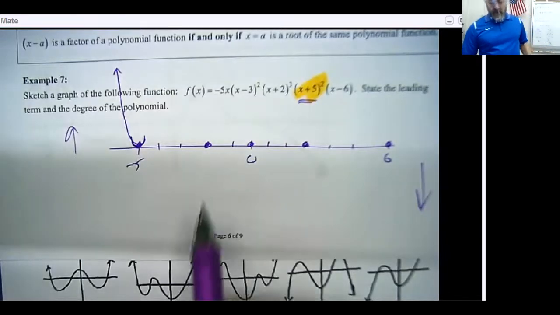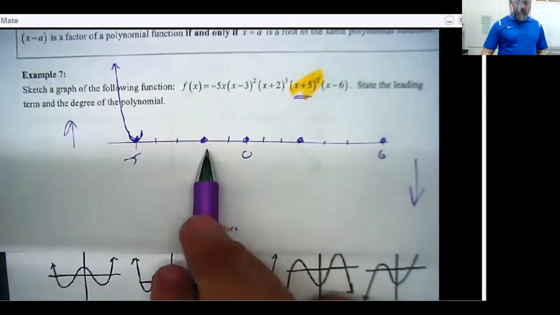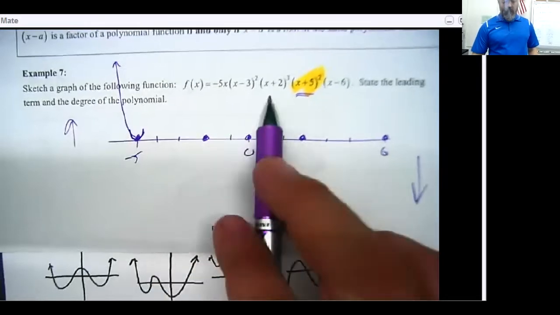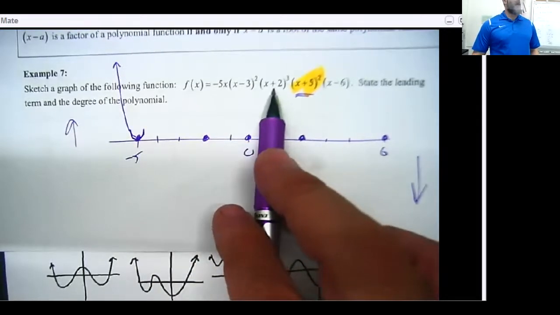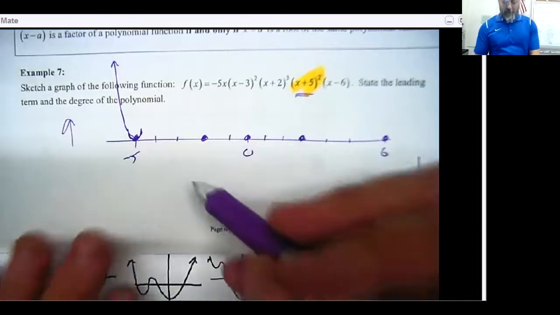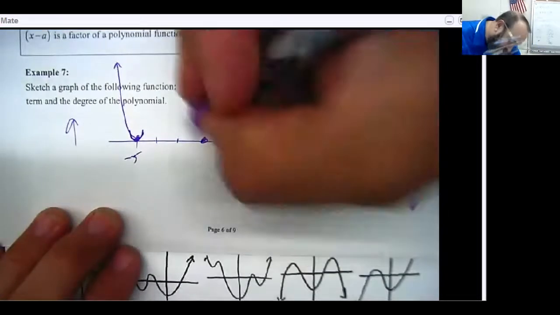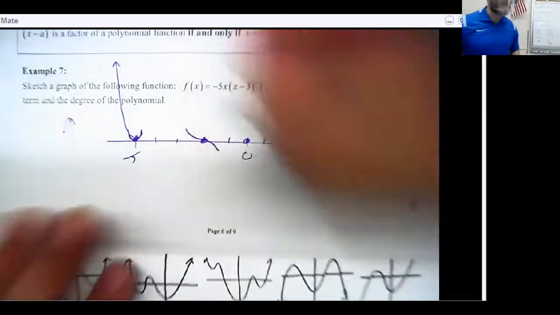Okay, so somebody tell me what's going to happen when it reaches this one, the one at negative 2. How's it going to go through at negative 2? It's going to be an S curve. Now, is it an S curve going from the bottom to the top or the top to the bottom? It has to be the top to the bottom, so it's going to have this kind of flavor, right?